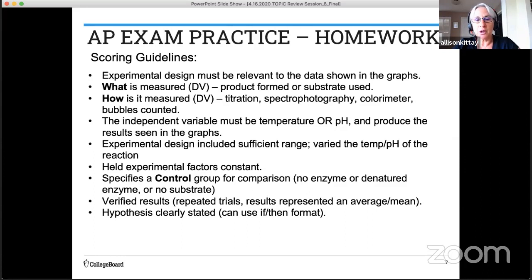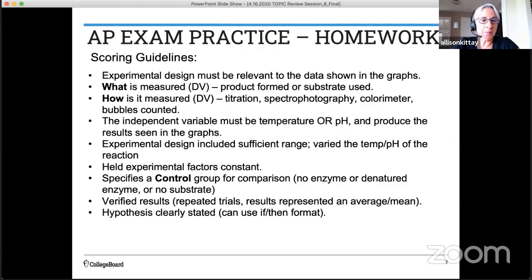And then you need a control, right? The control group is what you compare your experimental results to. And for this particular experimental design, you would either have no enzyme or an inactive or denatured enzyme, or you would have no substrate. You need to, in your design, make sure that you have some way of verifying your results, that you have repeated trials, or that the results you get represent your average or mean data.